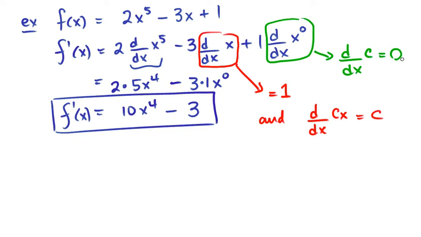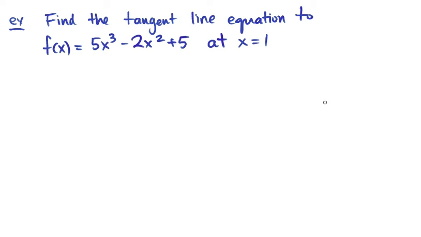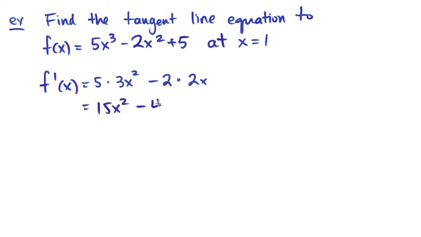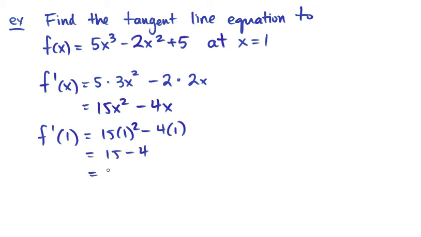Here's another example. Find the tangent line equation to the function 5x cubed minus 2x squared plus 5 at x is equal to 1. So the first thing that we should do is go and calculate the derivative. So the 5 times 3x squared minus 2 times 2x to the 1, and then the constant function drops off, so that's 15x squared minus 4x, and the slope at 1 is 15 times 1 squared minus 4 times 1, or 15 minus 4, which is 11.